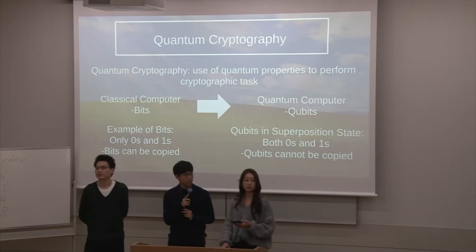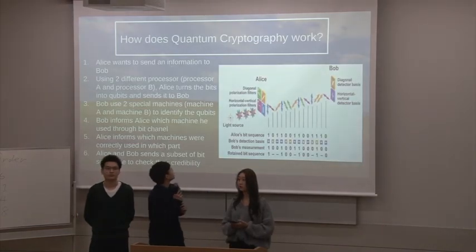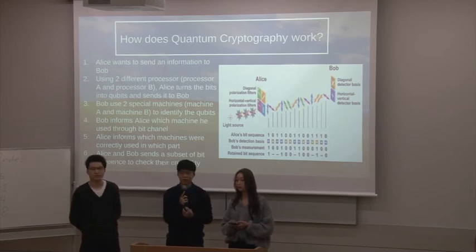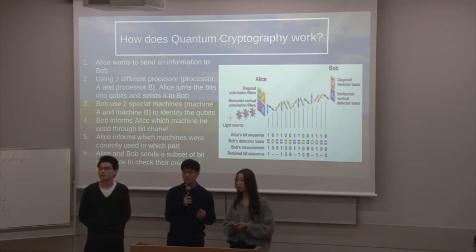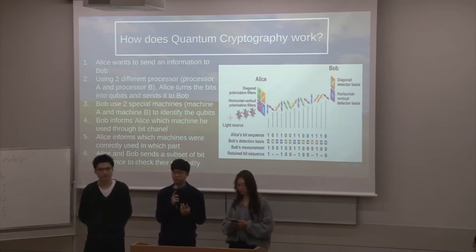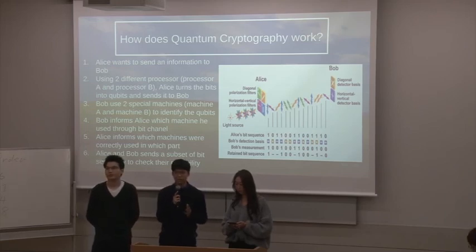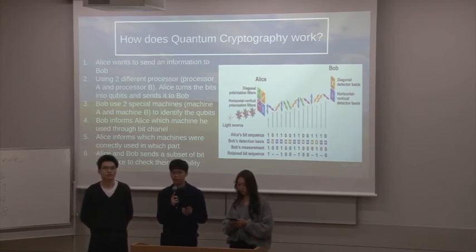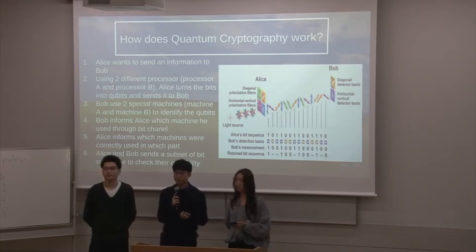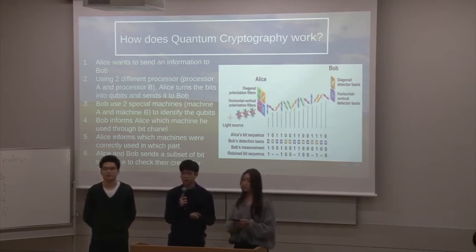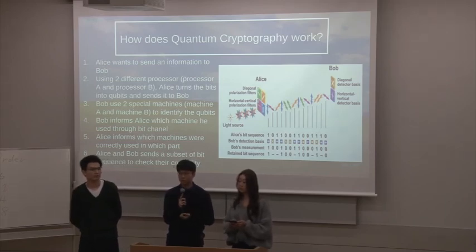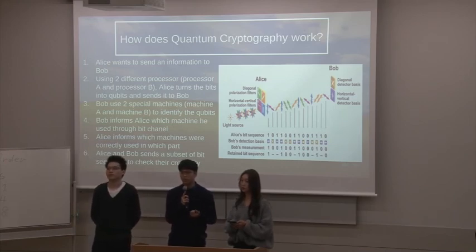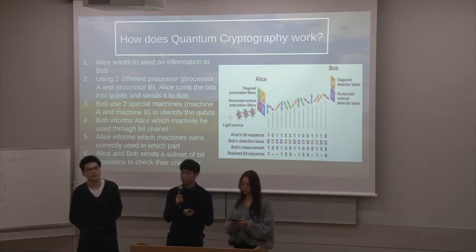And next slide, please. Here is how quantum cryptography works. If Alice wants to send information to Bob, Alice first uses two special processors, processor A and processor B, to change the bits into qubits. When Bob receives those qubits, he uses special machine A and machine B to turn the qubits back into bits. Machine A can only correctly process the information that was processed by processor A, but it cannot correctly identify the information that was processed by processor B. Machine B, on the other hand, can correctly identify the information that was processed by processor B, but it cannot correctly identify the information that was processed by processor A.